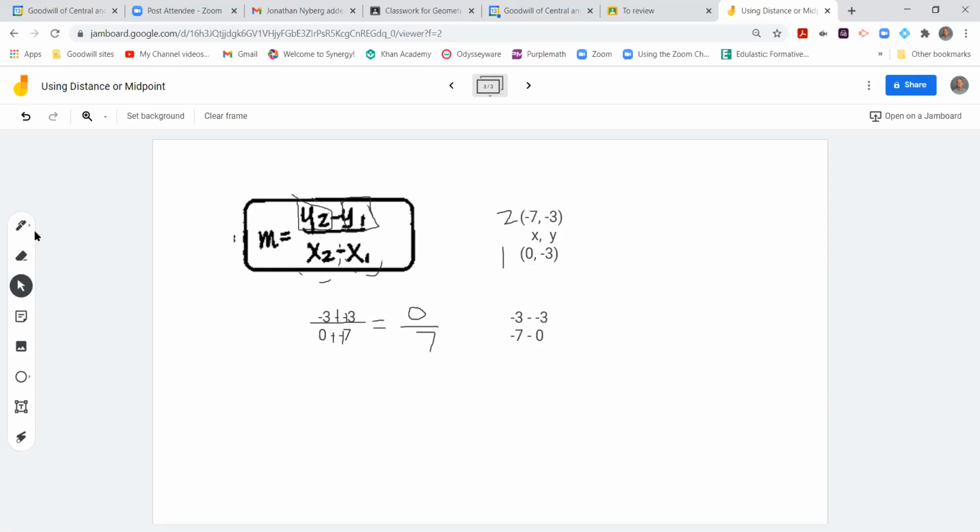And now what do I get? I'm still getting keep, change, change. That still equals 0. Now it equals 0 over -7. Who cares? The rise is still 0. It's still a perfectly flat line. Doesn't change anything.